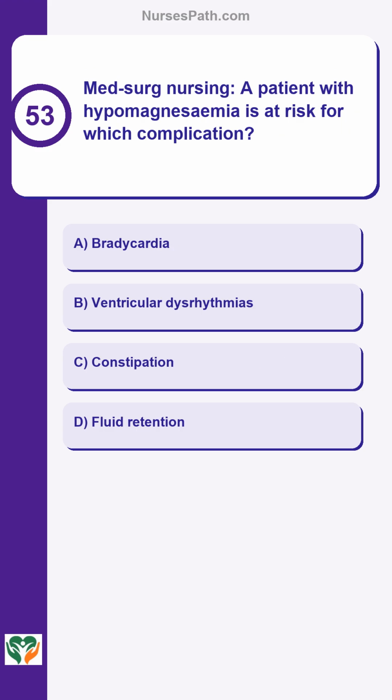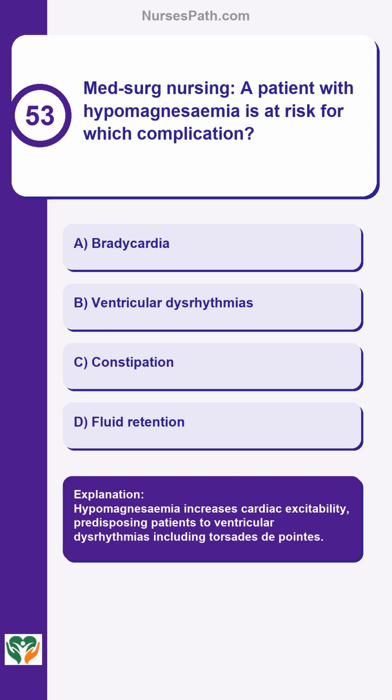Question 53. Medsurg nursing. A patient with hypomagnesemia is at risk for which complication? Bradycardia, ventricular dysrhythmias, constipation, fluid retention. Hypomagnesemia increases cardiac excitability, predisposing patients to ventricular dysrhythmias including torsades de pointes.